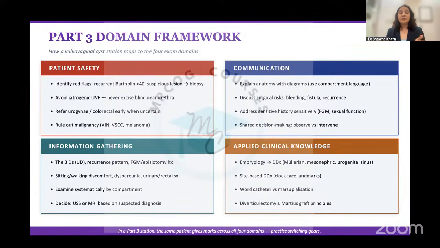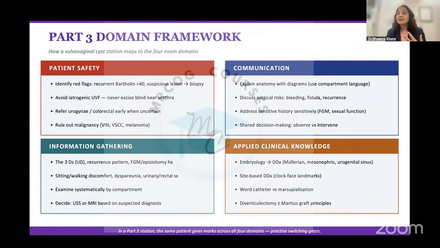Decide whether ultrasound or MRI is good for diagnosis. What about the communication? Explain the anatomy with diagrams. Use compartment language. Discuss surgical risk. As I told you, if you structure your answer by causes of anterior, posterior, or middle compartment, that itself gets you marks for structured presentation.